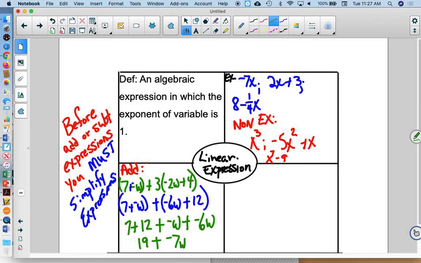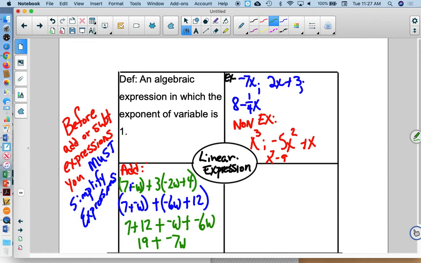Am I done? Sure am. I had to simplify my expressions first, then go ahead and bring it on down, working on each one. Once I've simplified each expression, then I can rearrange, then I can combine, and I'm done. Is subtraction any different? No.